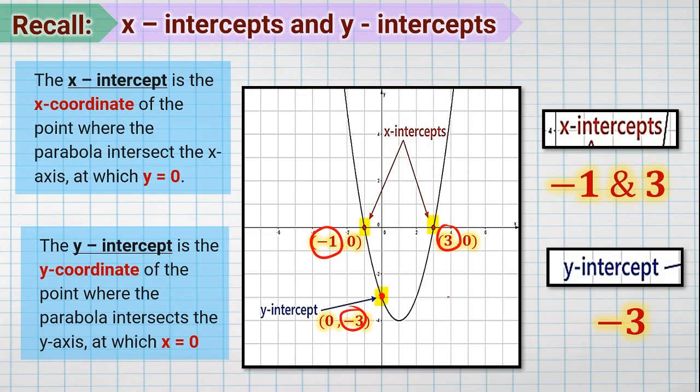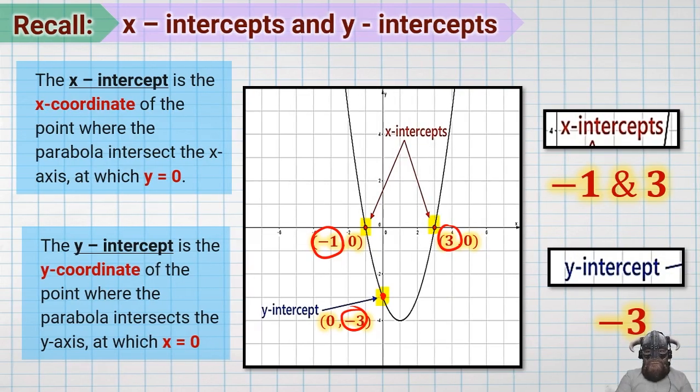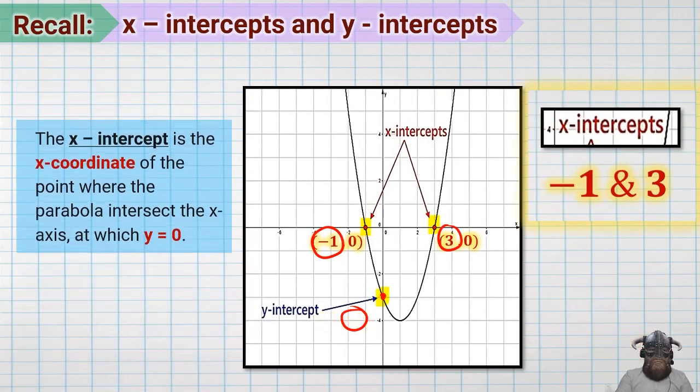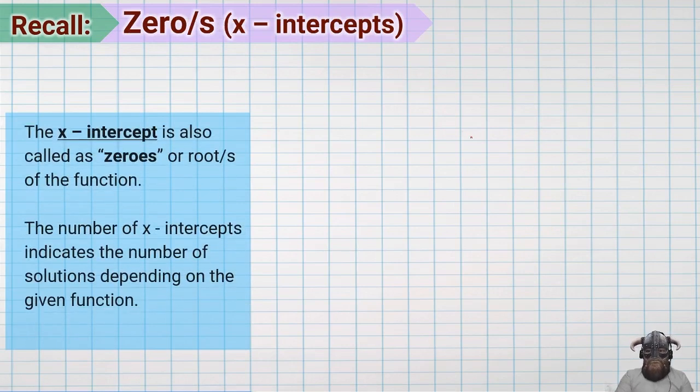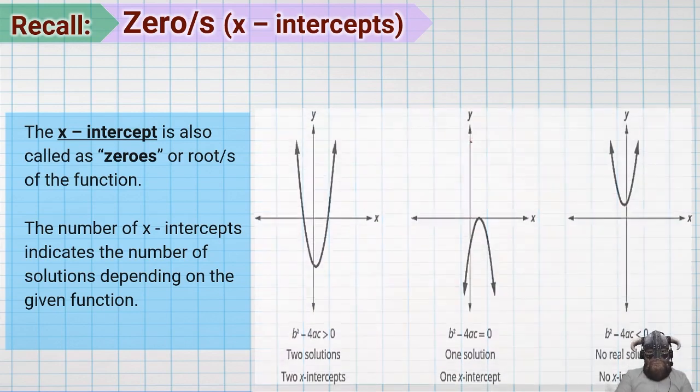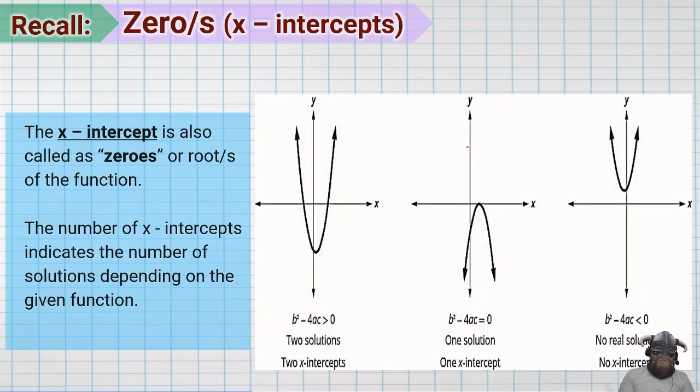As we continue, for today we'll just be focusing on one type of intercept, that is the x-intercept. X-intercepts are also called zeros, so they are also the roots of the function. The number of x-intercepts indicates the number of solutions of the given function. Now we have different kinds of graphs as we vary the number of solutions, and at the same time, the number of x-intercepts.